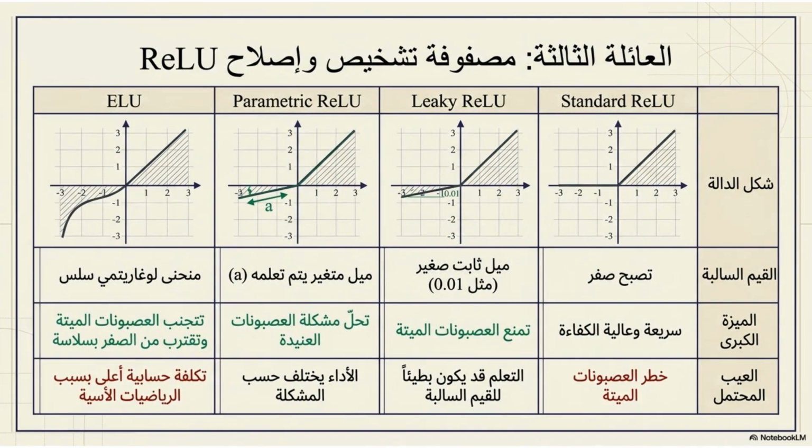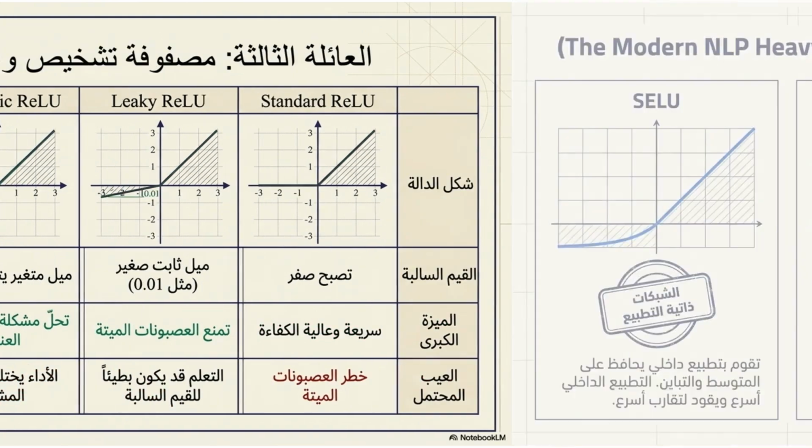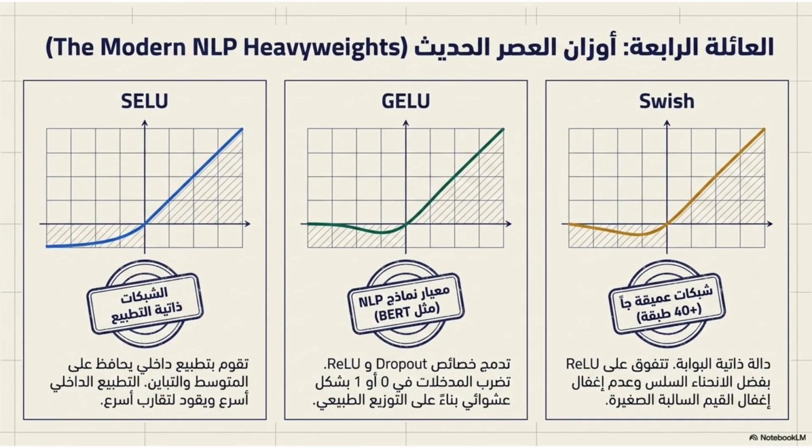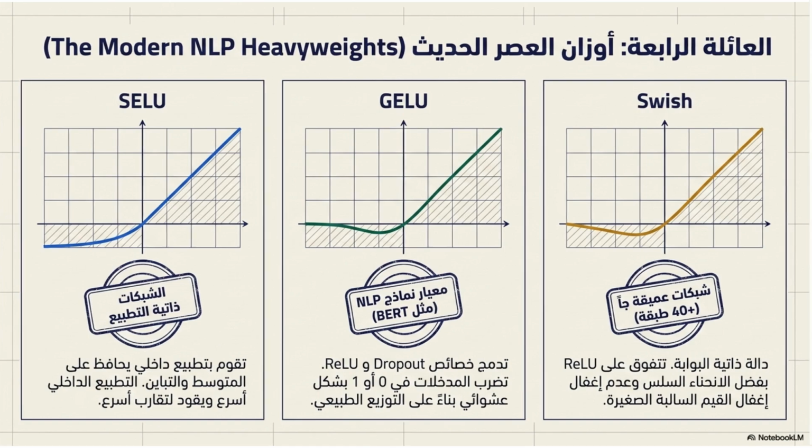The third family includes fixes for ReLU. Leaky ReLU and parametric ReLU address dying neurons by assigning a small or learned slope to negative inputs. ELU provides a smooth, zero-centered curve. The fourth family, the modern NLP heavyweights, includes SELU for self-normalizing networks, GELU for large language models, and Swish for very deep networks, outperforming ReLU.